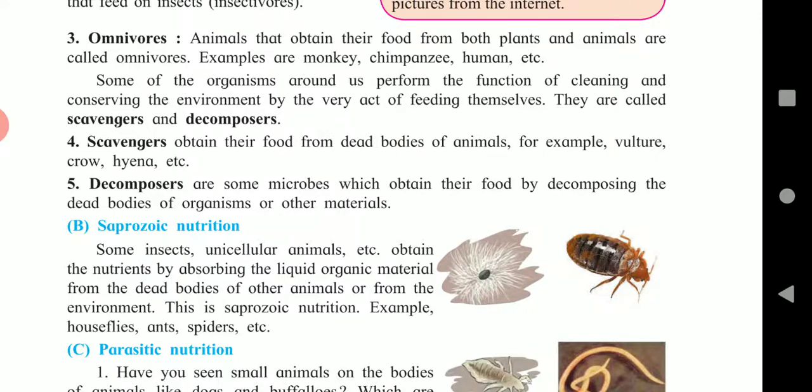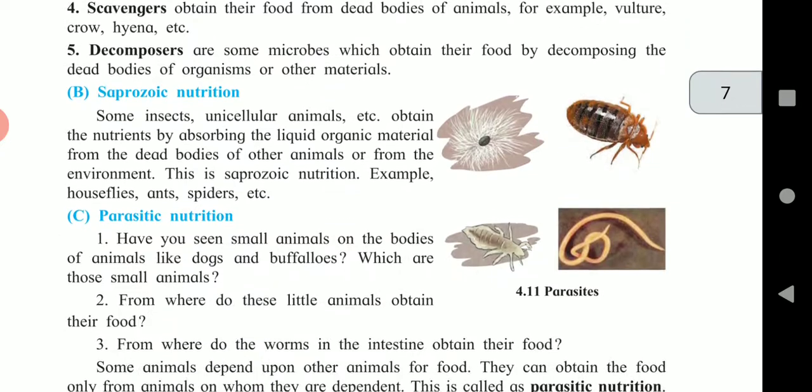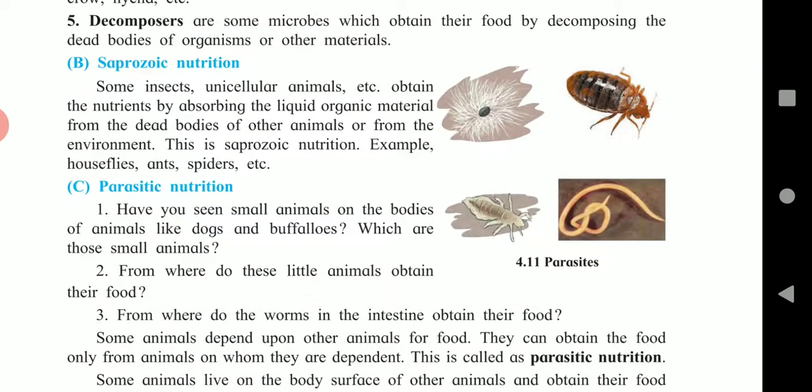Next one, saprozoic nutrition. In saprozoic nutrition, animals decompose the dead and decaying organic matter and utilize it as food. Examples: insects, then unicellular animals like amoeba, paramecium, houseflies, ants and spiders all belong to saprozoic nutrition.